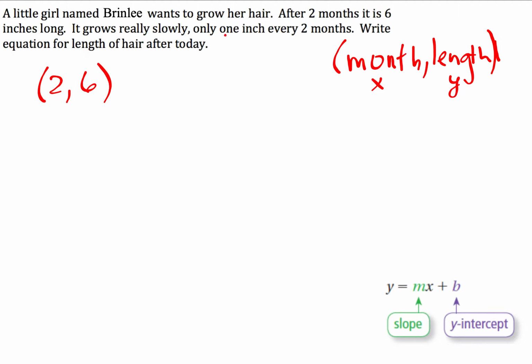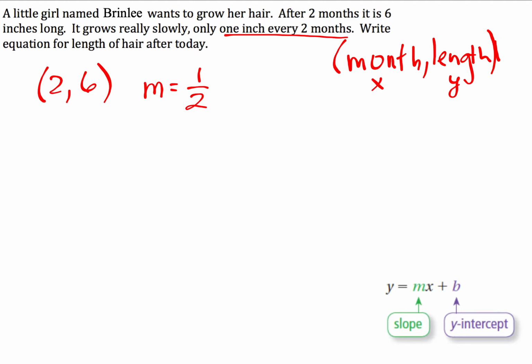We're also told it grows 1 inch every 2 months. That is actually our slope. Our slope is that it grows 1 inch every 2 months, or half of an inch per month. Now with that information we can go ahead and solve for the y-intercept, the starting value, which you could probably think your way through.